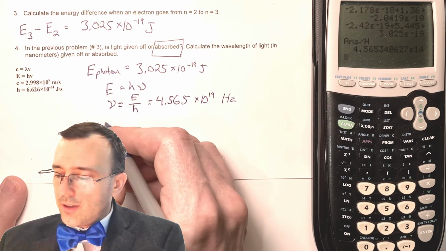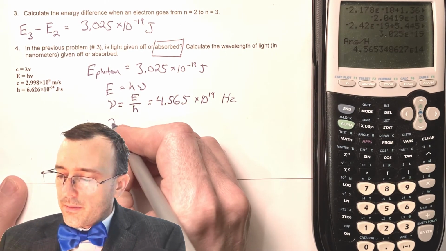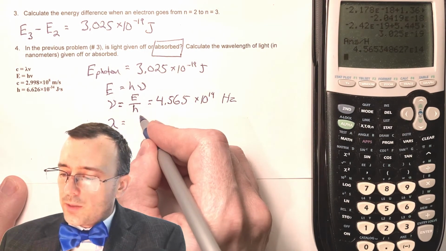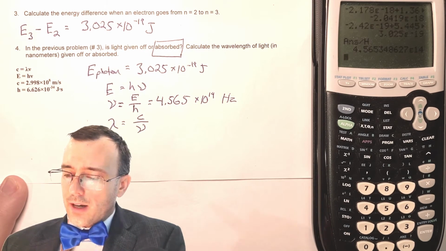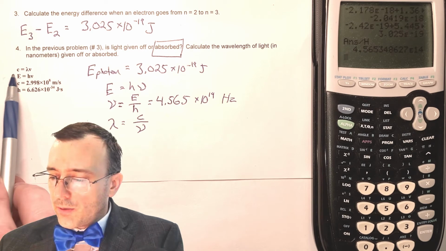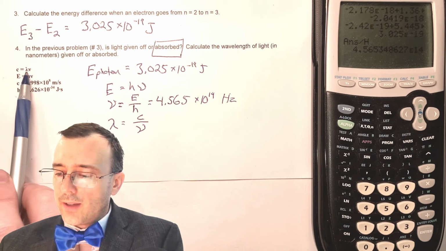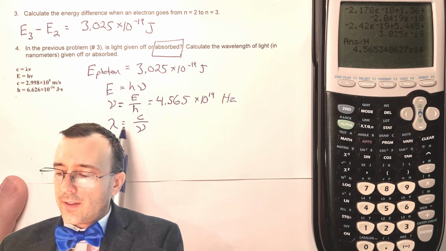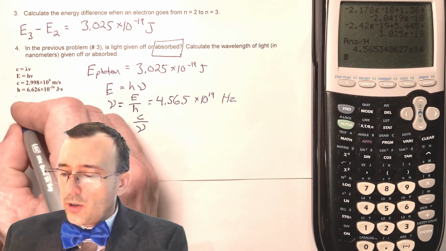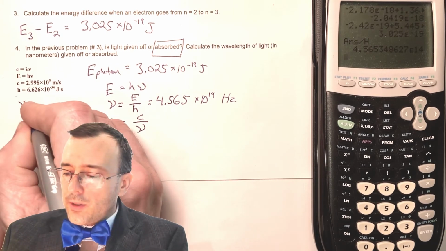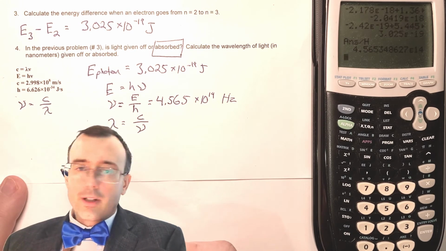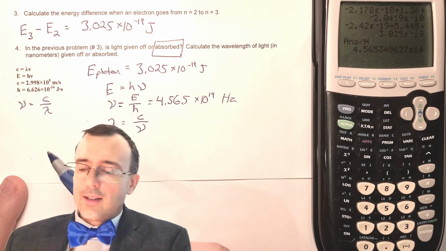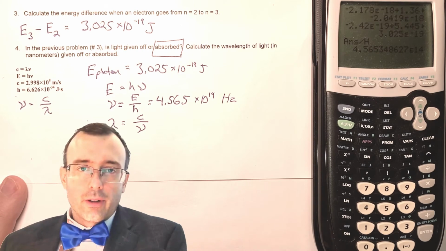Next, we're going to calculate the wavelength. We already know that the wavelength is going to be c divided by the frequency, and you can get that from this equation right here. c is wavelength times the frequency, so wavelength is c divided by frequency, or you can also calculate frequency as c divided by wavelength. Whether it's frequency or wavelength you're calculating, it's simply the speed of light divided by the other number.